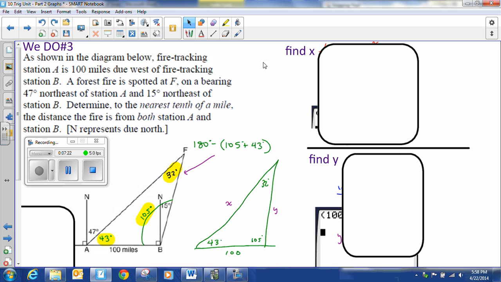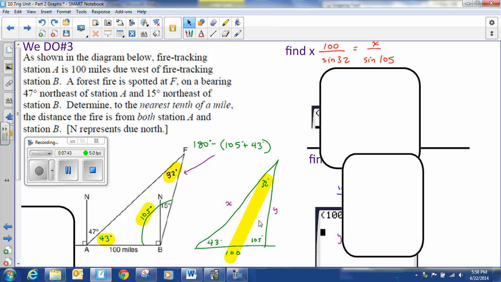So to find x, let's go ahead and set up our proportion. The first ratio, if you look through here, the only one that we really can set up is 100 with 32 degrees because they are opposite each other. So we know that the first is going to be 100 over sine 32 degrees. And let's go ahead and solve x first.